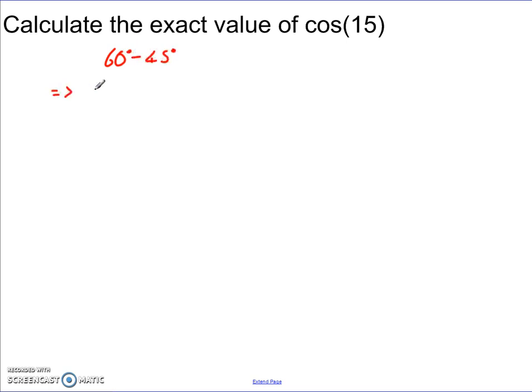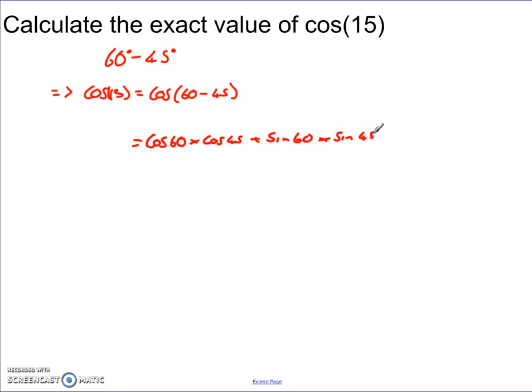So what I can then do is say, fine, so cos 15, I can write that as cos of 60 minus 45. Now if I do that, I can use my compound angle formula for cos of a minus b, and expand that and then work it from there. Because this will allow me to say that that's the equivalent of cos 60 times cos 45 plus sin 60 times sin of 45. Then I can use my exact values for each of these and figure it out from there.